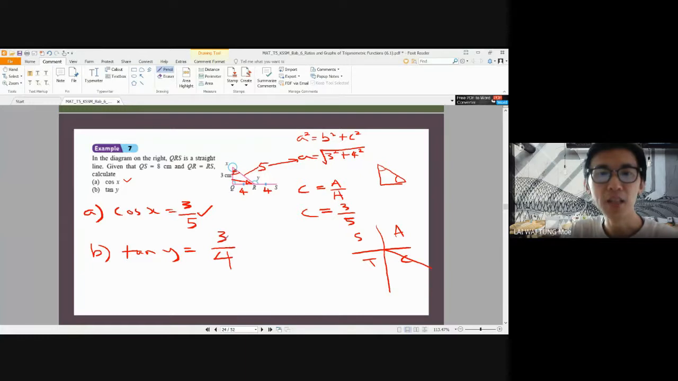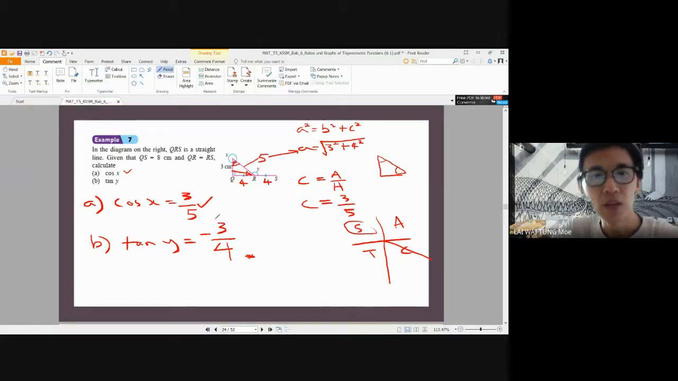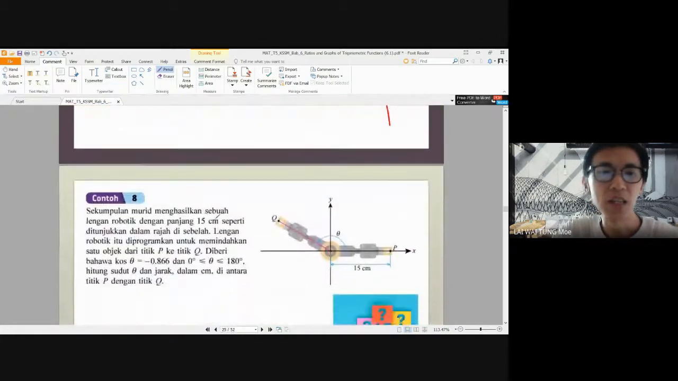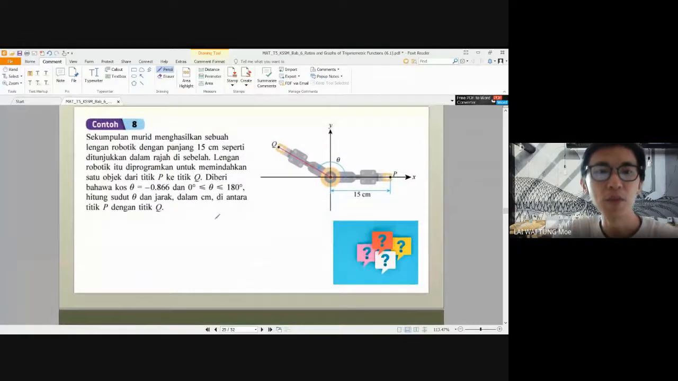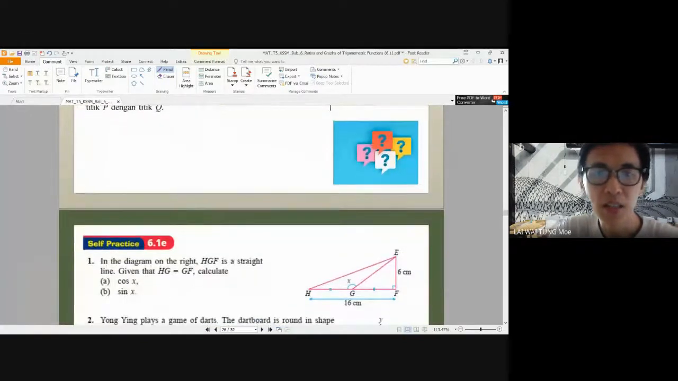But then we have to identify this angle y in which quadrant. If you look at this angle, it is actually in the second quadrant. So in the second quadrant, only sine is positive, but the question asks you to find tangent. So you know that tangent is negative in the second quadrant. So the answer is negative 3/4. So this is how we do this question. And the question will ask you a lot of other things, but all these things we already learned.